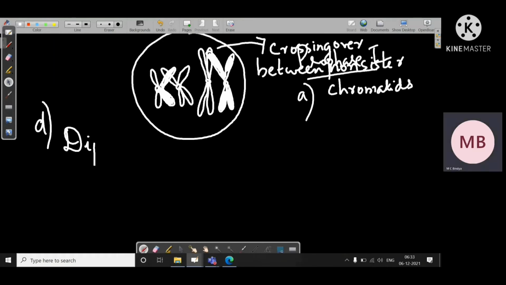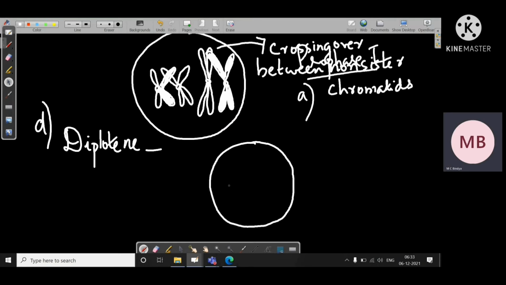The next is the diplotene stage. During the diplotene stage, you can see the complex formed as a result of crossing over between non-sister chromatids. This complex is called the synaptonemal complex. And this complex slowly starts to dissolve away. So the dissolving away is clearly seen in the diplotene stage.